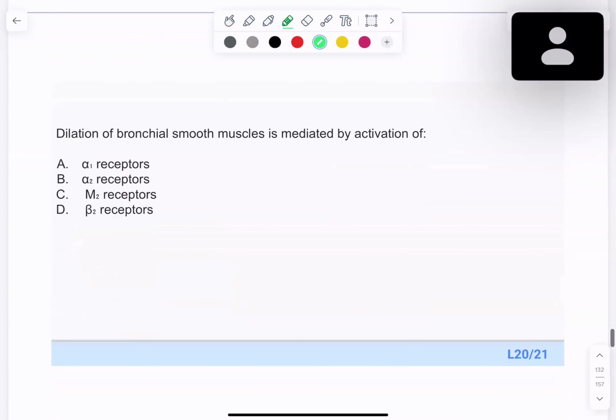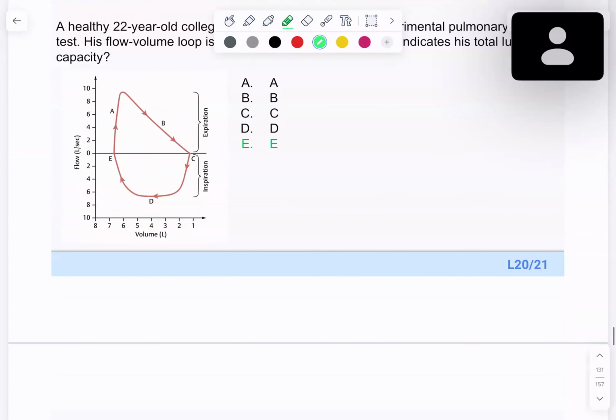Excellent. Okay, last question. Dilation of bronchial smooth muscles is mediated by action of which receptors? Can you tell us what the other points mean? Okay, before we go into this.